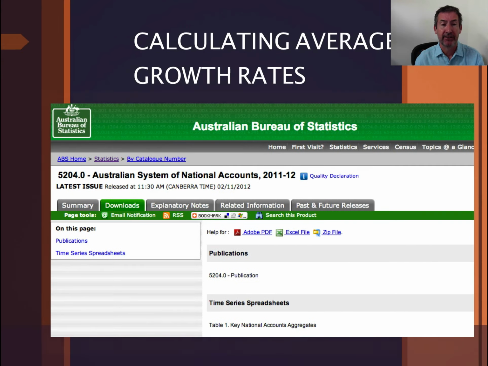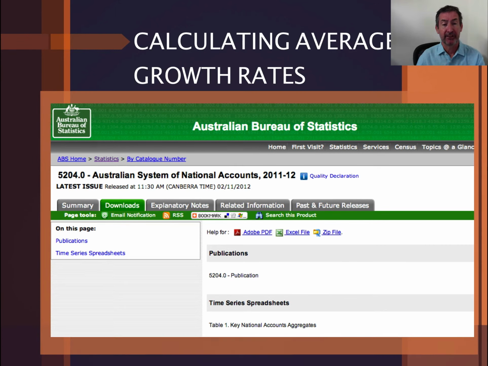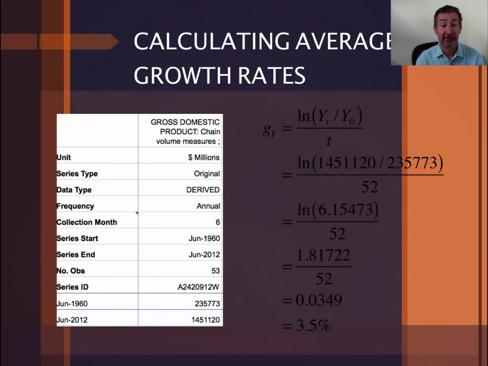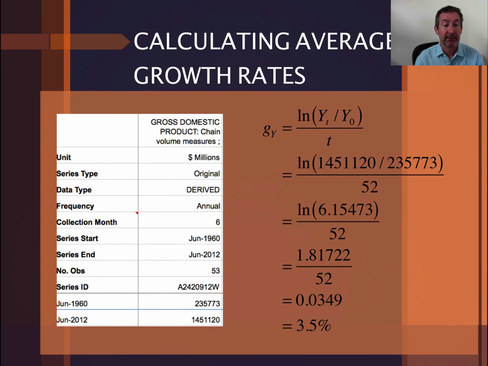So let me briefly give you an example of this in practice. I got data for real GDP from the Australian Bureau of Statistics site. So if we look at the left-hand side at the bottom, I've got a value for real GDP in June 1960, which was $235.7 billion. And then I've got a value of real GDP in June 2012, which was about $1.45 trillion.